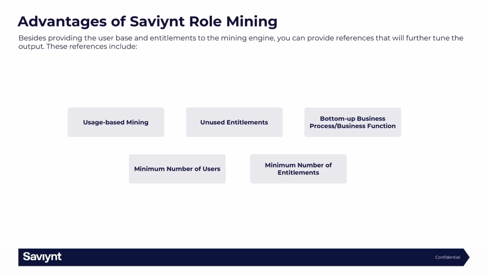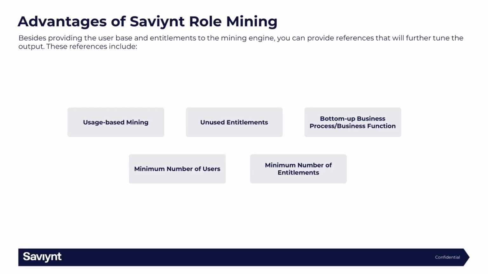Bottom-up business process or business function. If you map entitlements to a business function and map the same entitlements to a business process, use the data as a reference for the mining engine to develop functional roles. Additionally, if there is a rule associated with two or more business functions which can cause a segregation of duty violation, in that case, the mining algorithm takes care of it so that there is no inherent risk within a role.